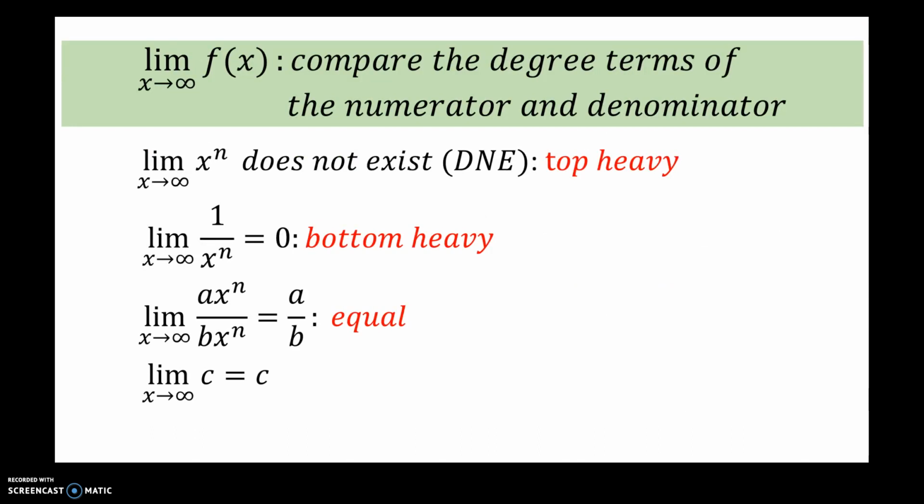Algebraically, if we're just looking at functions, here are our rules. At least the top-heavy, bottom-heavy, equal should be vaguely familiar from Algebra 2, because you definitely studied this, or at least discussed it last year. Okay, so for the limit as x approaches infinity, you compare the degree terms of the numerator and denominator. So what's the degree? Recall the degree is the highest exponent.